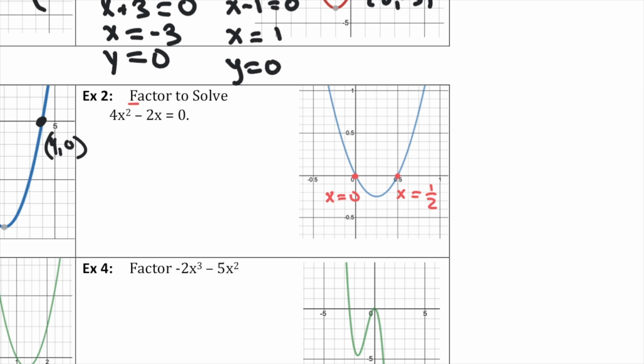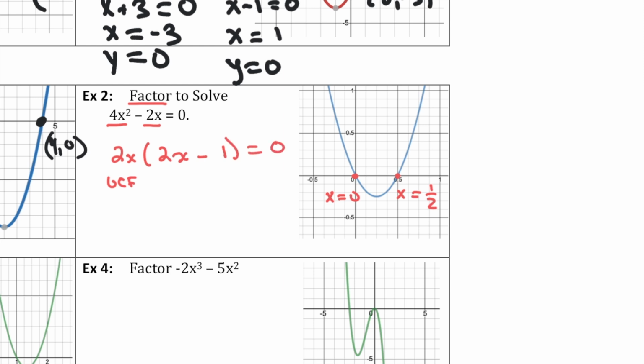The directions are factor to solve. I notice that 4x squared minus 2x both share a 2 and an x. If I factor the 2x out, that's my GCF. Now what remains? 2x minus 1, and that equals 0.